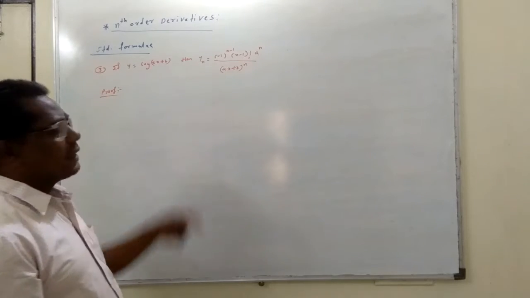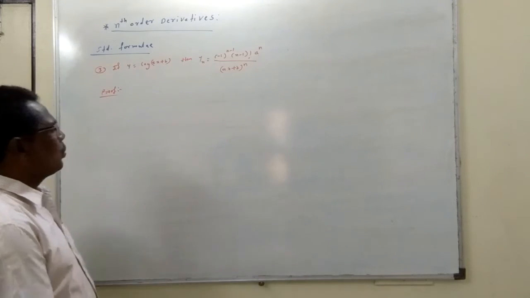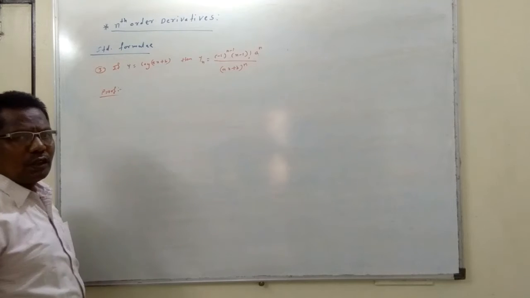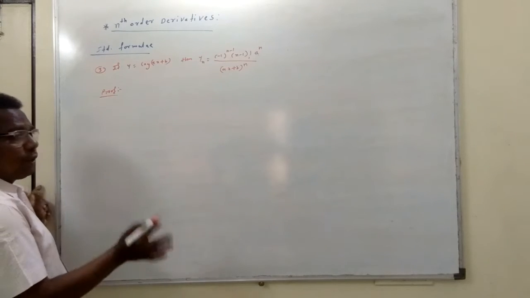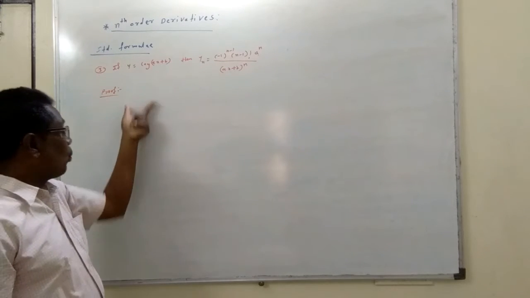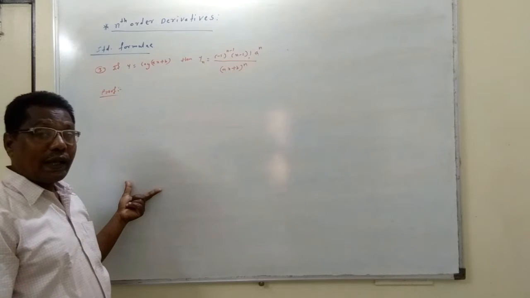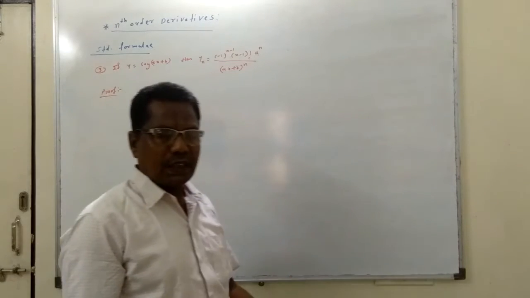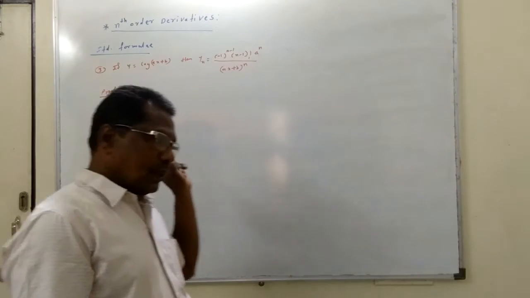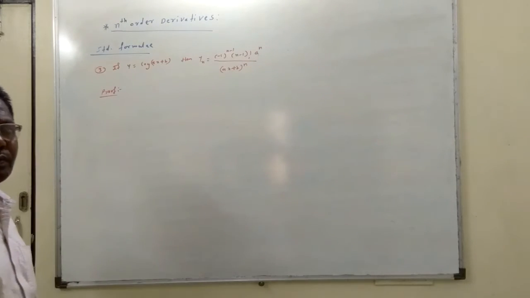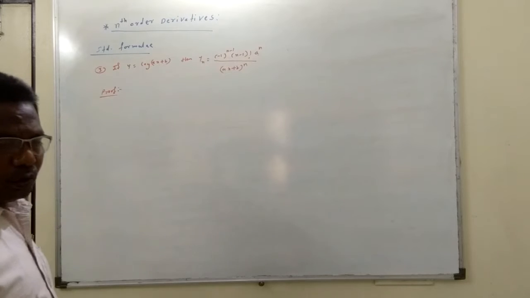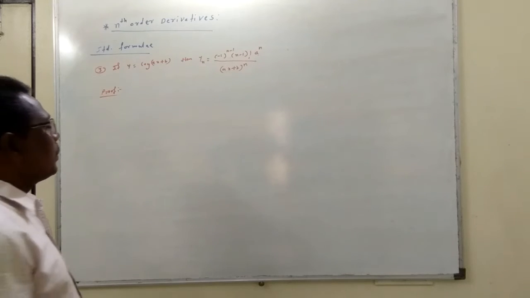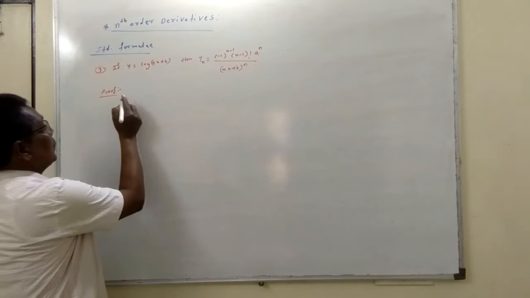Instead of this a, b, etc., some constants are coming. So use the formula and put the values there. That is the difference I am giving you. So follow these proof methods for board exams, and use the standard formula directly for competitive exams where you are solving the objectives, and in engineering also.